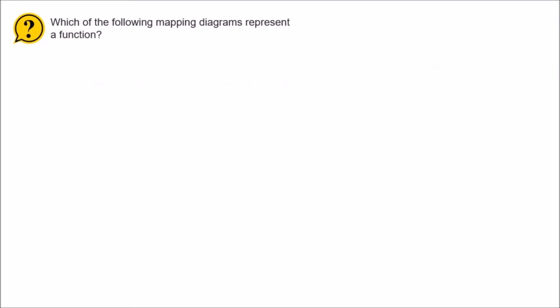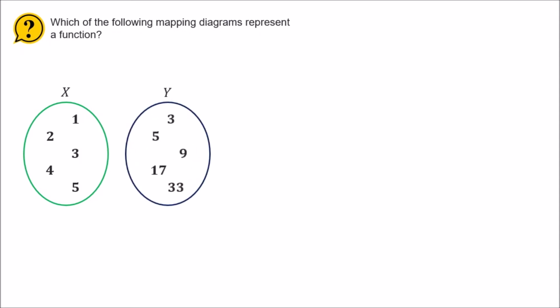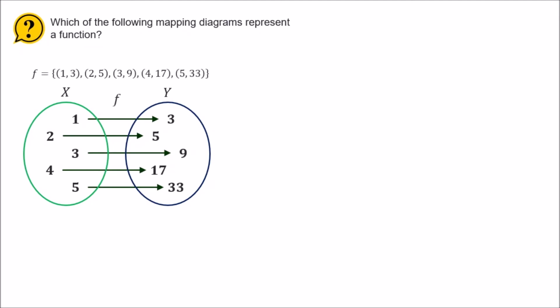Which of the following mapping diagrams represent a function? Let's say we have a set X with the elements 1, 2, 3, 4, and 5, and a set Y with the elements 3, 5, 9, 17, and 33. Now suppose the elements in X are mapped to the elements in Y as shown. Let's call this relation F and list down all the ordered pairs as a set based on this mapping diagram.